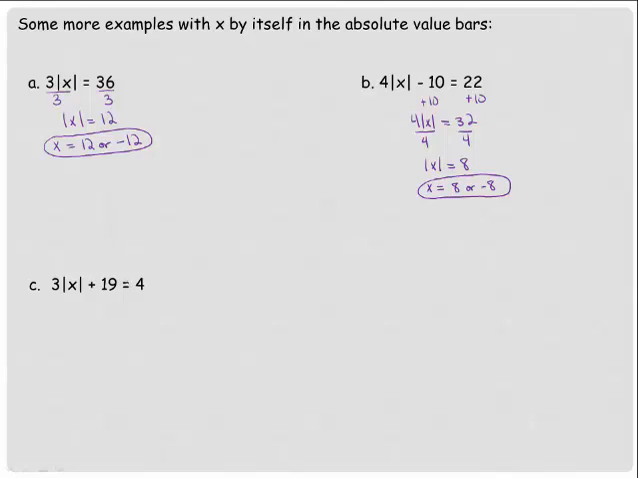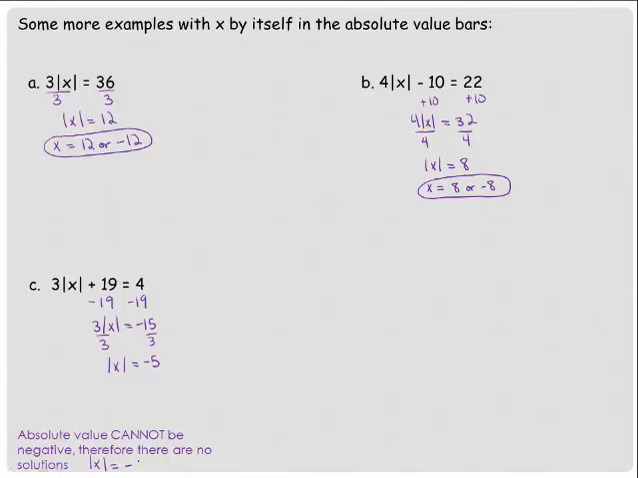Here I have 3 times the absolute value of x plus 19 equals 4. I subtract 19 from both sides, and I get that 3 times the absolute value of x is equal to negative 15. Dividing by 3, I get that the absolute value of x is equal to negative 5. Absolute value cannot be negative. It is always positive. Therefore, if I have absolute value equals a negative number, no matter what that number is, there will be no solutions.